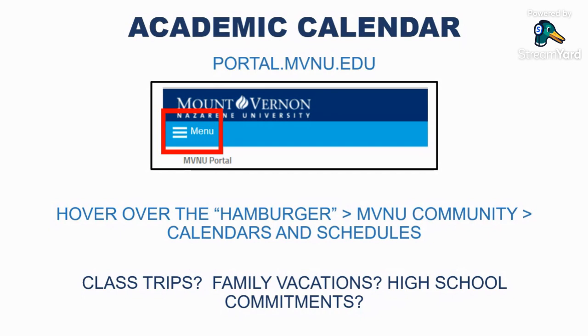MVNU does have a strict attendance requirement, including our online classes. A student who exceeds the allowable number of excused absences can be administratively withdrawn from the course, resulting in a W or X grade, depending on the time of the withdrawal. And it doesn't really matter what grade you have in the class at that time. If you have a class trip, a family vacation, maybe a high school commitment, it is not the place to wait and ask for forgiveness later. You should be proactive and reach out to your professor before that actually happens.